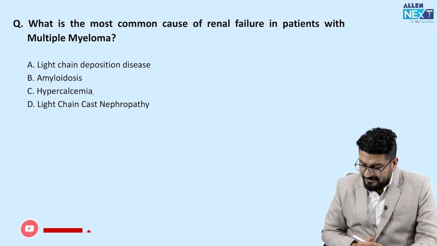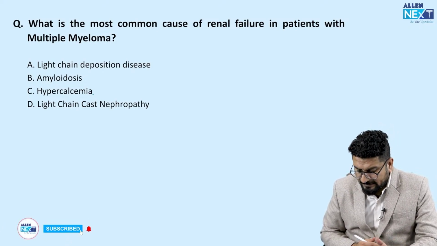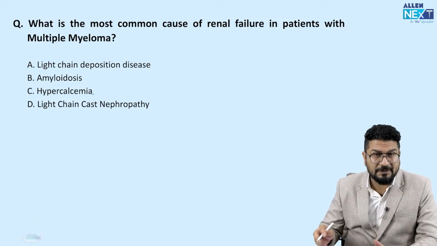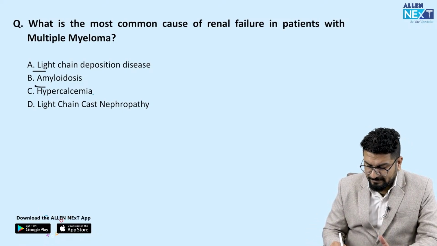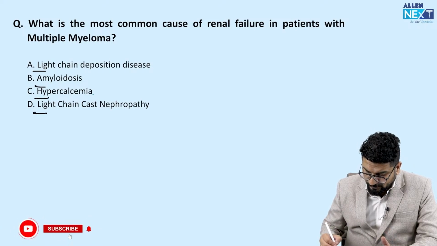Most common cause of renal failure in a patient with multiple myeloma. A multiple myeloma patient can develop kidney failure due to all of these causes. But what is more common? It can occur due to light chain deposition, amyloidosis, hypercalcemia, or light chain cast nephropathy. But the most common cause is hypercalcemia.